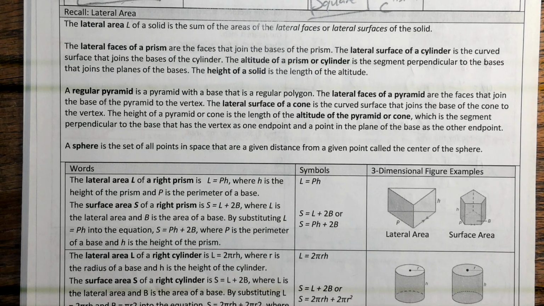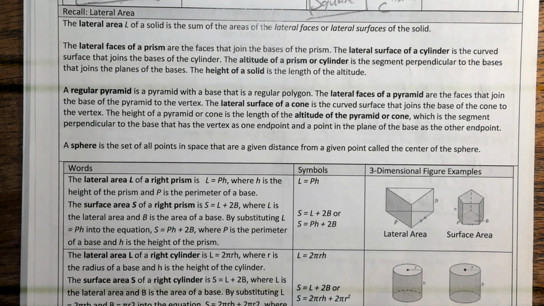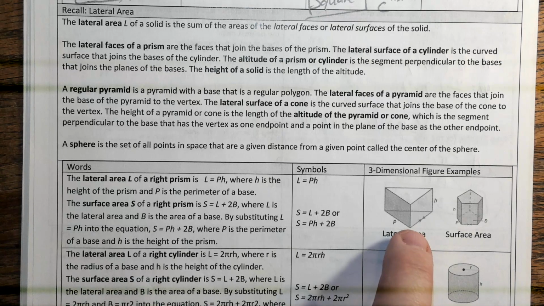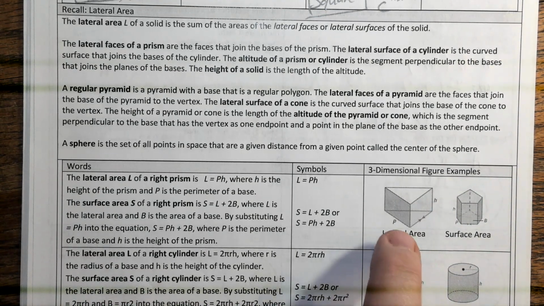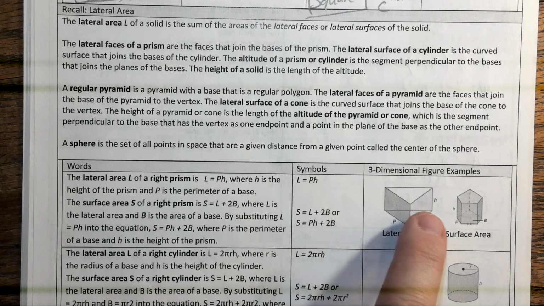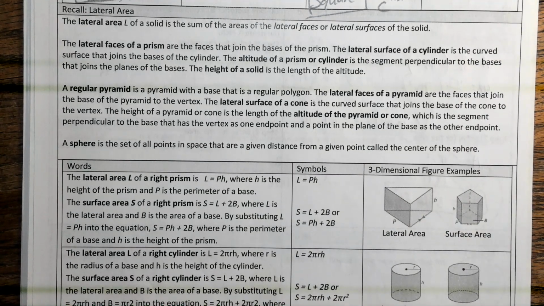So the lateral area L of a solid is the sum of the areas of the lateral faces or lateral surfaces of the solid. So like down here, your lateral area would be this side and this side. It sits on the base at the top and on the bottom, and then the base on the top is here. But it would be this side, and if it's 3-dimensional, the third side. Obviously I can't point behind there on the page, but hopefully you understand what I'm saying.